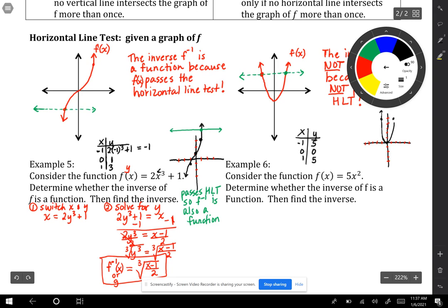It's U-shaped. There we go. And then we're going to draw a horizontal line somewhere. So there. Notice it's going to touch the graph at 2 spots. So this fails the horizontal line test. So it does not pass the horizontal line test. So the inverse is not a function.